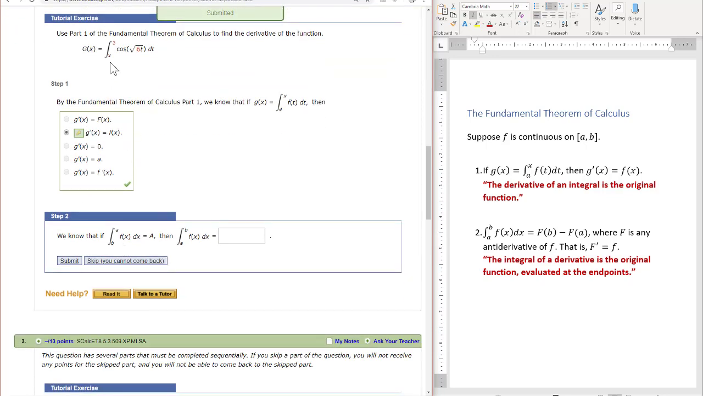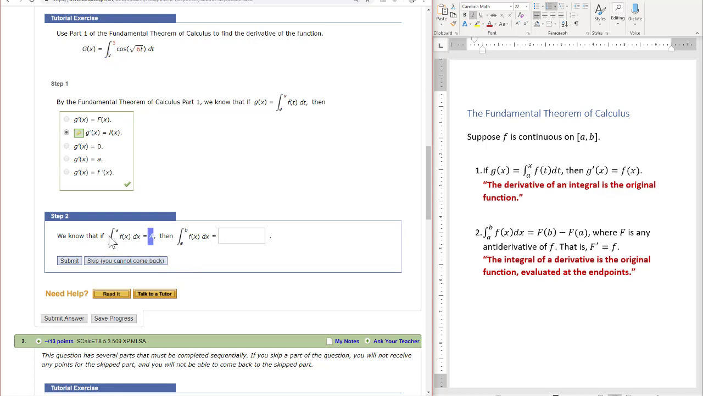Now, our x is not at the top limit like it says here. Instead, it's in the bottom limit. And so what we want to do is put that x up to the top limit, which means we need to switch the values around.